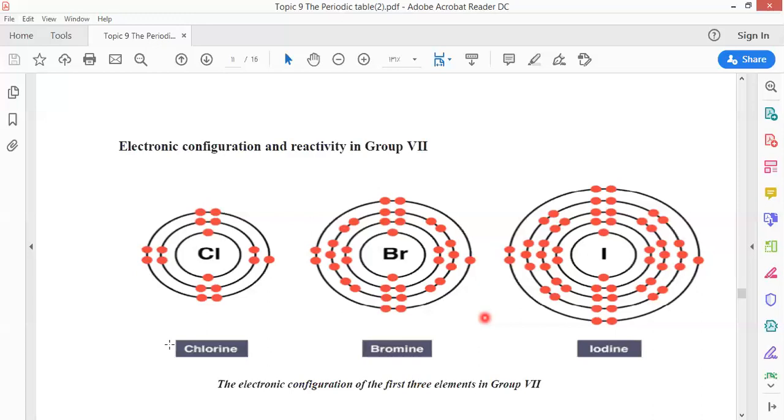What does it mean? Chlorine, to be stable, has to gain 1 electron. Bromine has to gain 1 electron. Iodine has to gain 1 electron. So these elements will form negative ions. Why negative ions? Because these elements gain 1 electron to be stable, to be 8. If there are 8 electrons in the outermost shell, the atom will be stable.